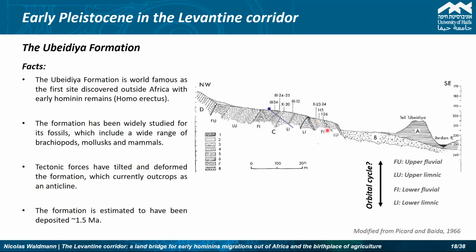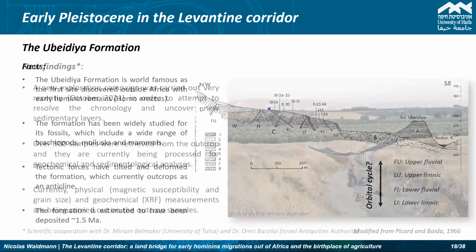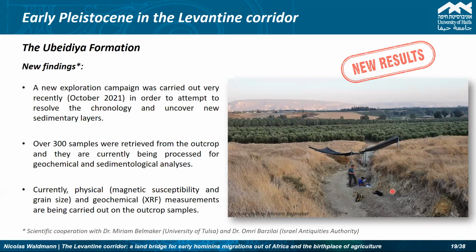What has been described are several large-scale units, FU, LO, FI, LI, as you can see here, which are the upper fluvial, upper limnic, lower fluvial, lower limnic. And in a way, what I see here is some kind of an orbital cycle. Okay, this is what I see. But one way or the other, there are new results coming with new findings.